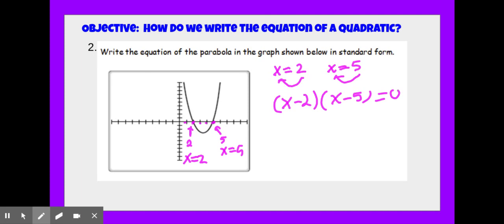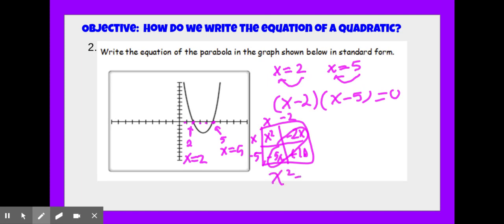Well, it came from double distributing or undoing double distributing. So now we're going to double distribute our two factors, x minus 2, x minus 5, and we're going to multiply. So we have x times x is x squared, x times negative 2 is negative 2x, negative 5 times x is negative 5x, and negative 5 times negative 2 is positive 10. And now all we do is combine like terms, and we're left with x squared minus 7x plus 10.